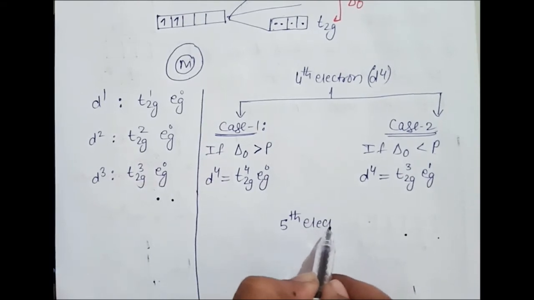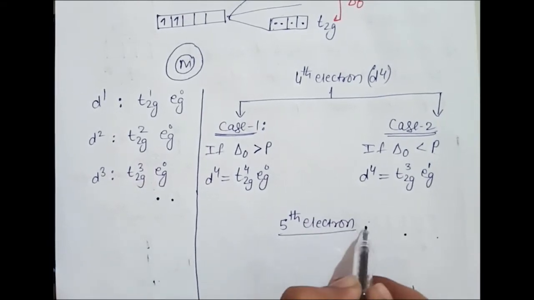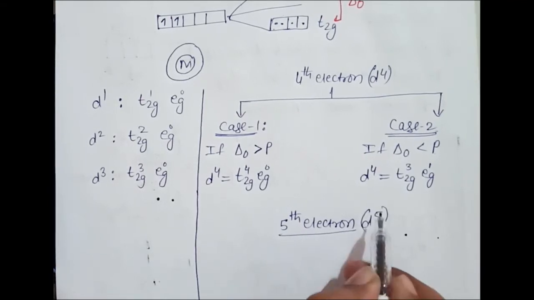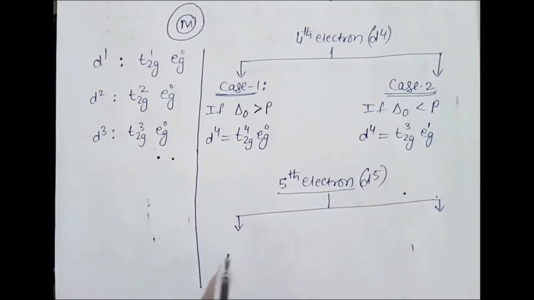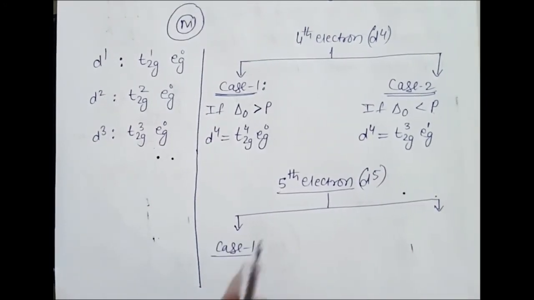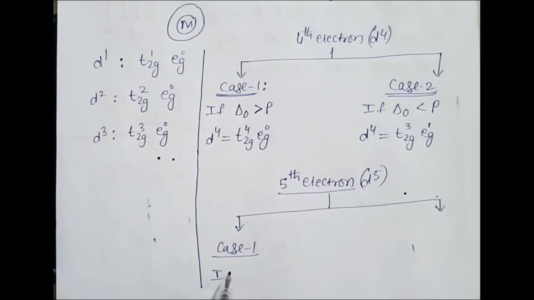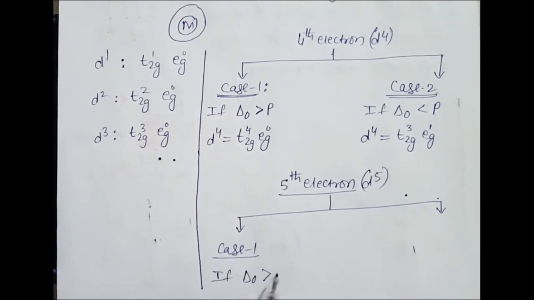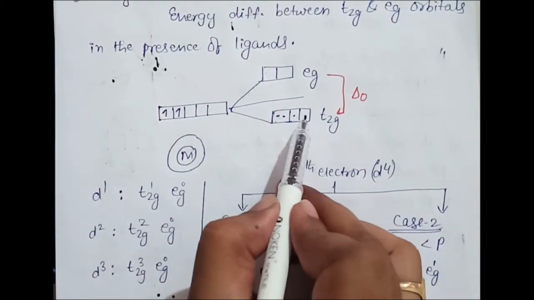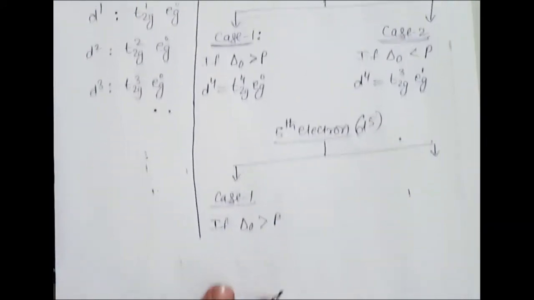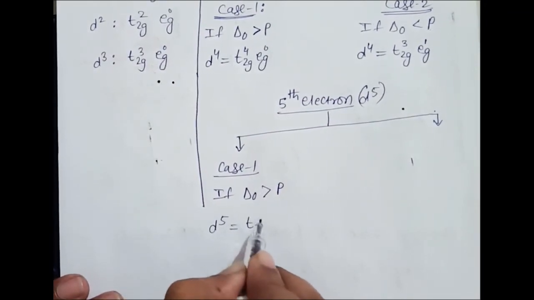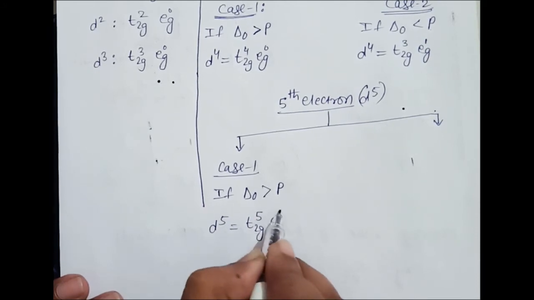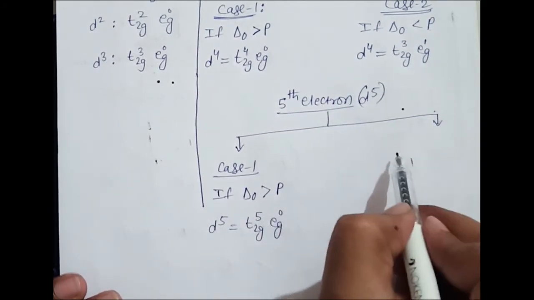Suppose the fifth electron, or I can say d5 system. Now you tell me what happens in the case of d5 system. Case 1, if the energy gap is very high compared to the energy needed for pairing electrons, so electrons 1, 2, 3, pairing will be done there itself. So what can we write? d5 is equal to t2g5 eg0.